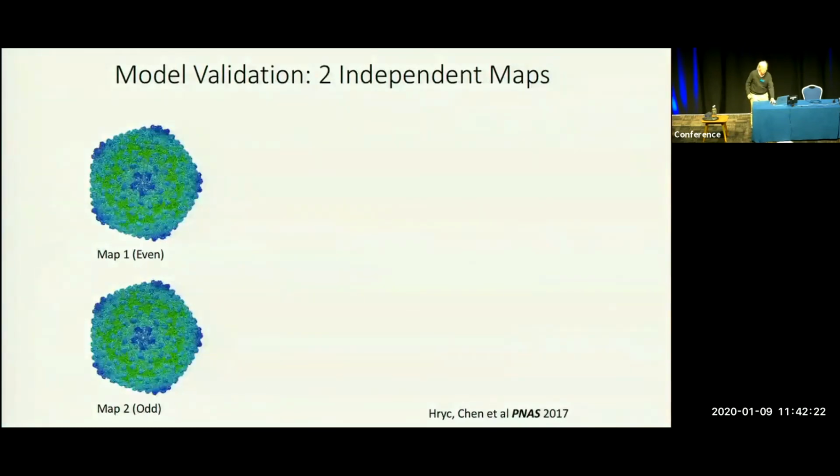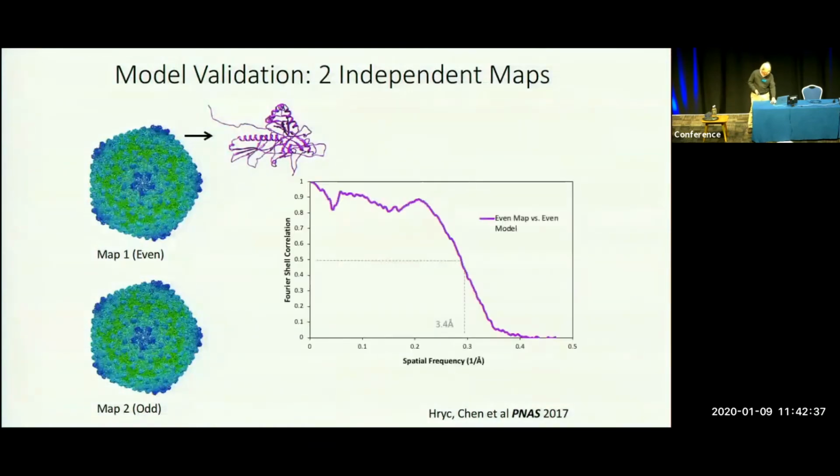So since we have two maps, we can build a model of one of the molecular components, and from there we can compute that model compared to the map. So again, we can calculate the Fourier cell correlations of the computed map from the model with respect to the raw map. Again, there should be high similarity at low frequency, and then it will fall at high frequency. In this case, it's around 3.4 or 3.3 angstroms.